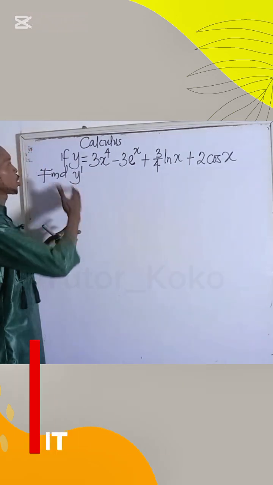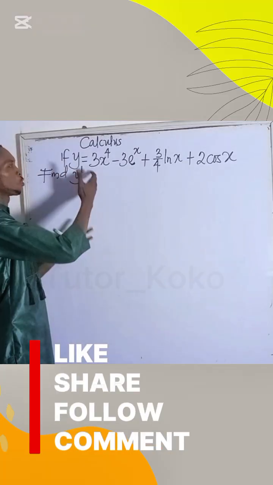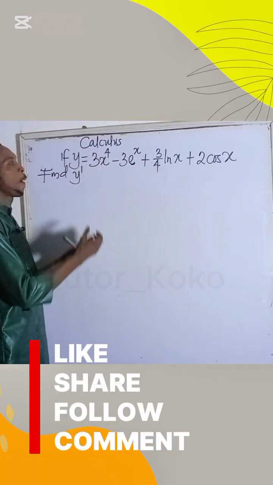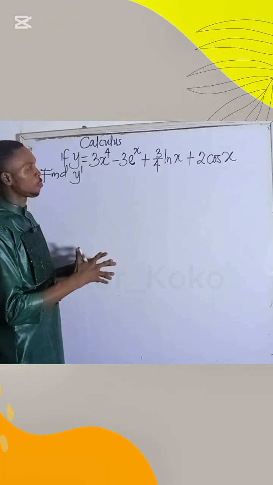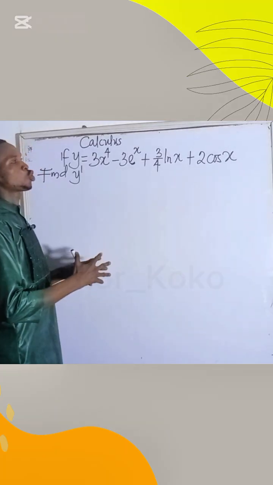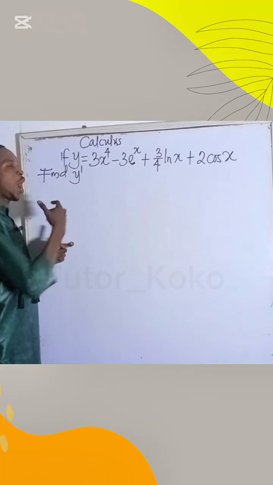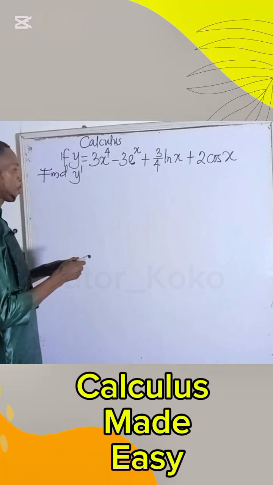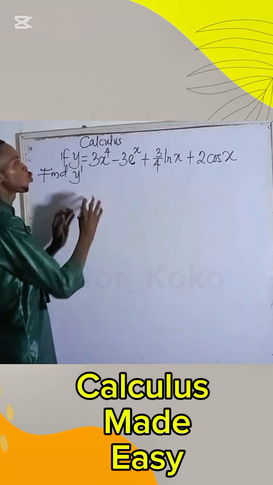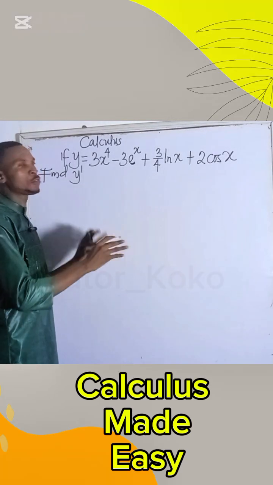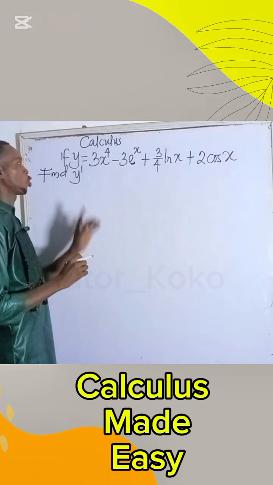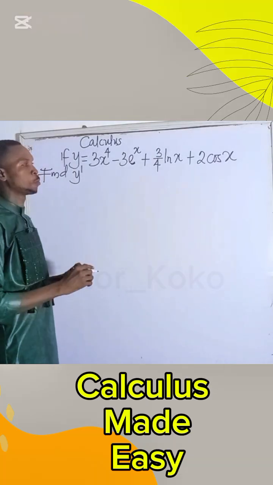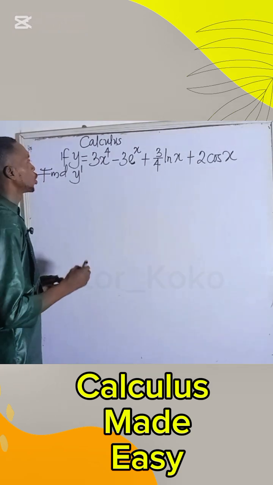And the question says, if y is equal to 3x to the power of 4 minus 3 exponential x plus 3 over 4 ln x plus 2 cos x, find y prime. Find what? Y prime. So, of course, I will take it one by one and I will give a concise and brief explanation on each of these functions.